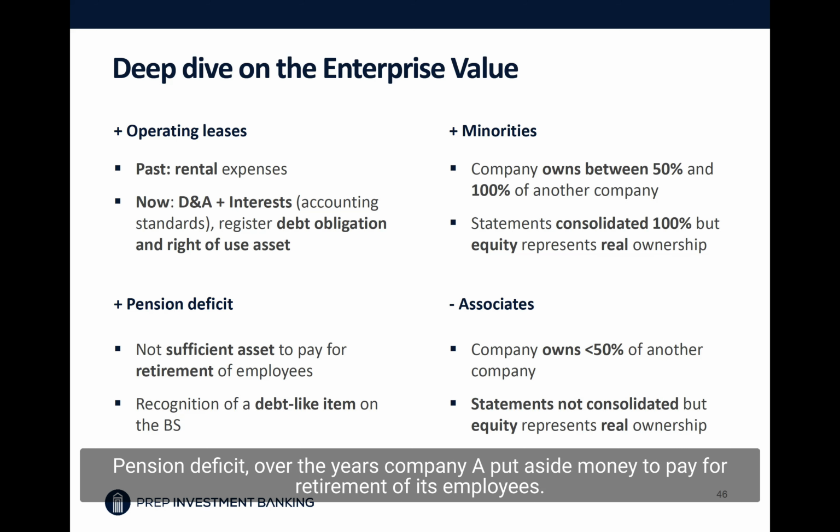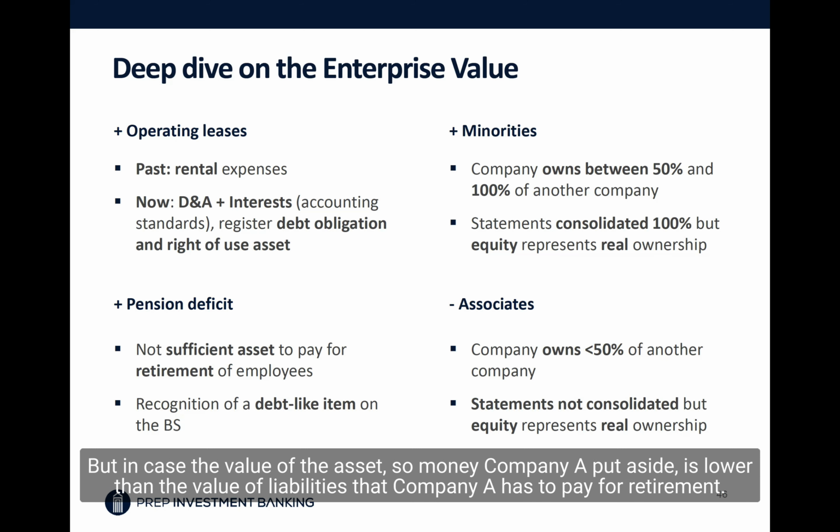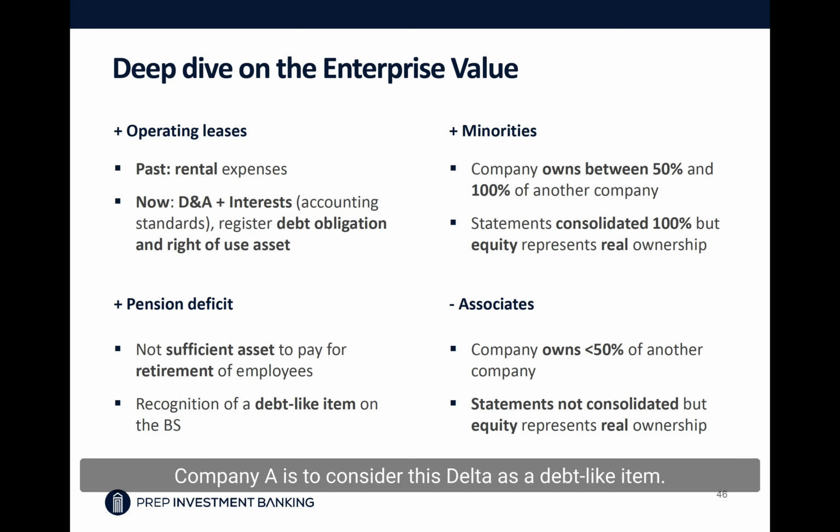Pension deficit. Over the years, Company A put aside money to pay for retirement of its employees, but in case the value of the asset, so money Company A put aside, is lower than the value of liabilities, what Company A needs to pay for retirement, Company A has to consider this delta as a debt-like item. Again, you can find this item on the balance sheet.